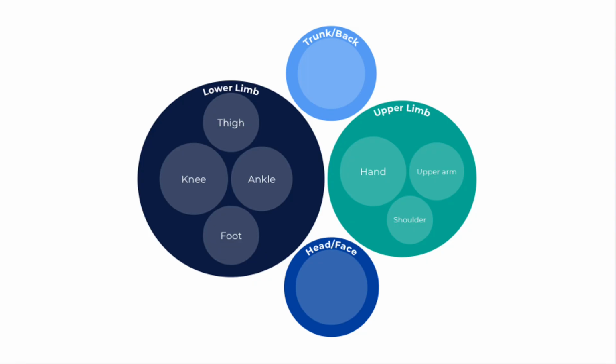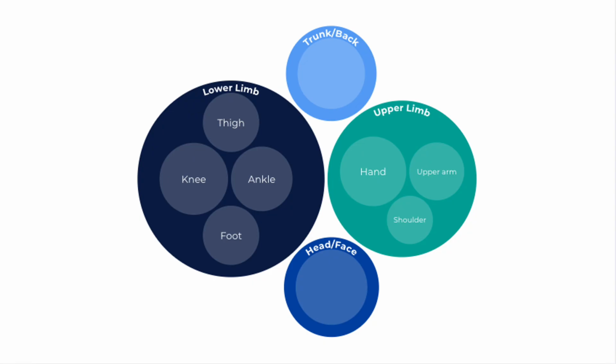Now, in terms of injury site, the lower limb was the most commonly affected area, representing around 70% of the injuries reported. The upper body represented around 20%, and then there was some head-face injuries, as well as things like the trunk and upper back.